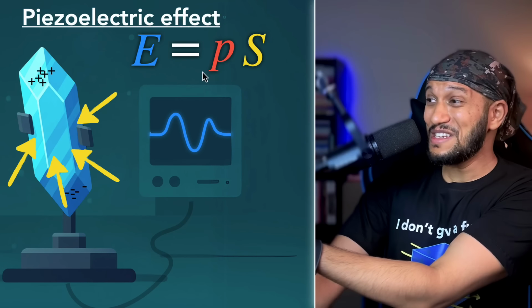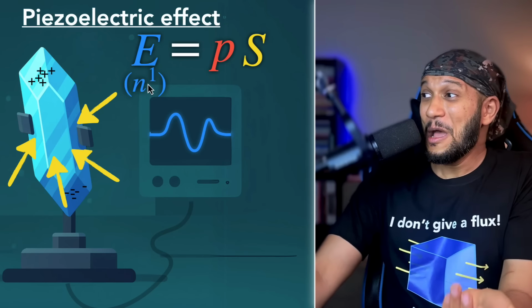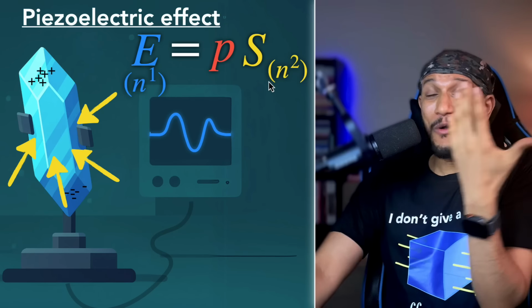Look at this equation. On the left hand side you have a vector, which is a rank 1 tensor, but on the right hand side you have a rank 2 tensor.